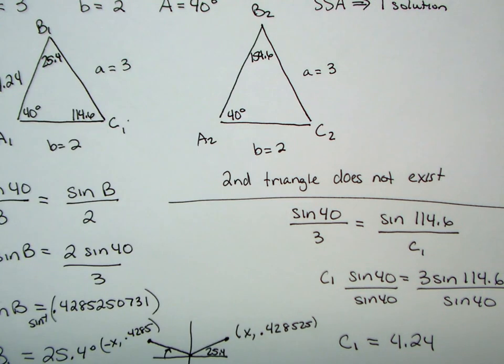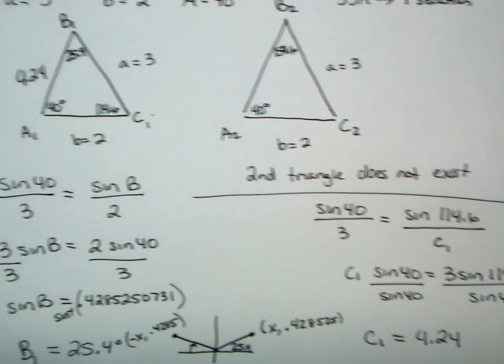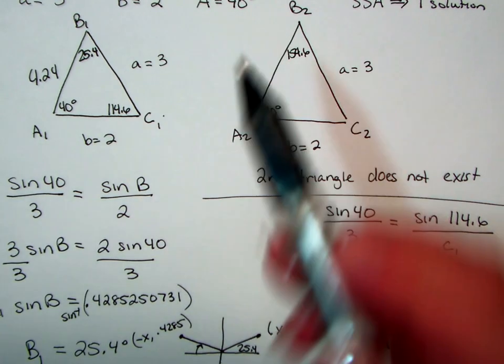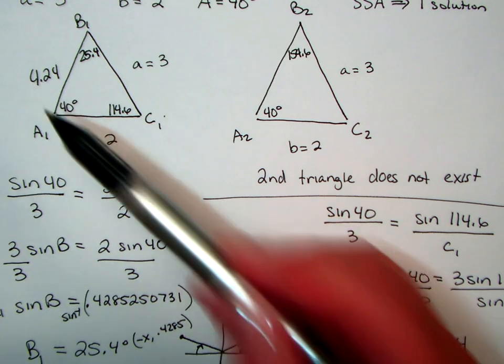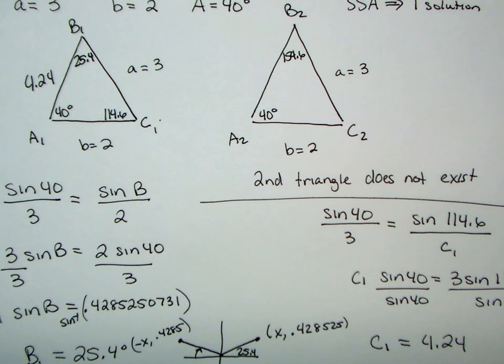So do a little spot check there. Is the smallest angle across from the smallest side? Check. Is the biggest angle across from the biggest side? Check. All right, so I do believe we have the correct solution there.